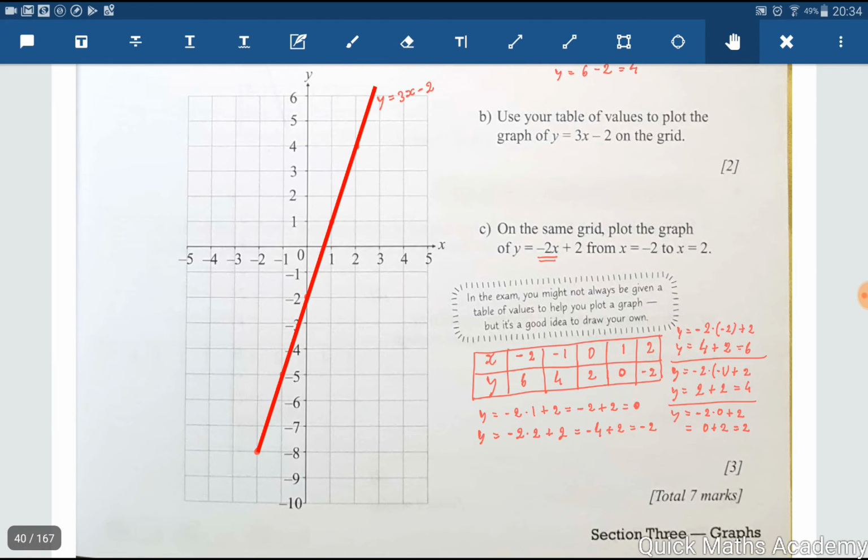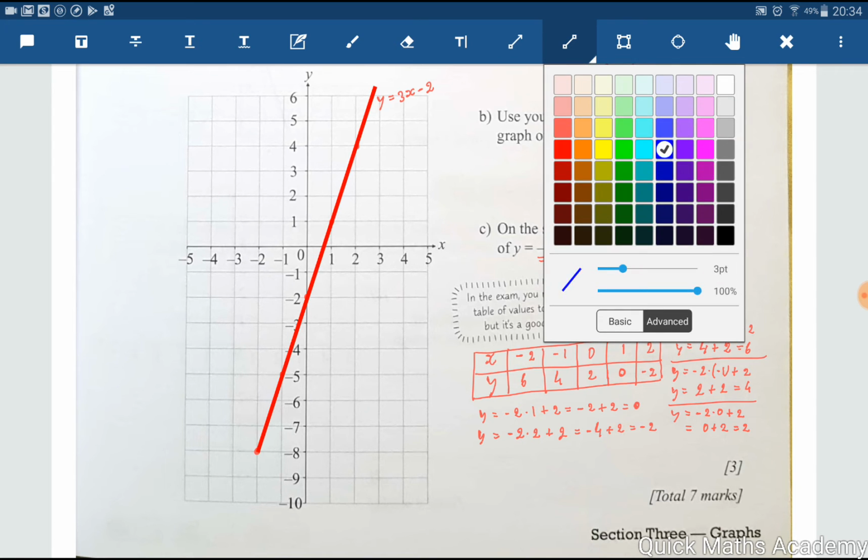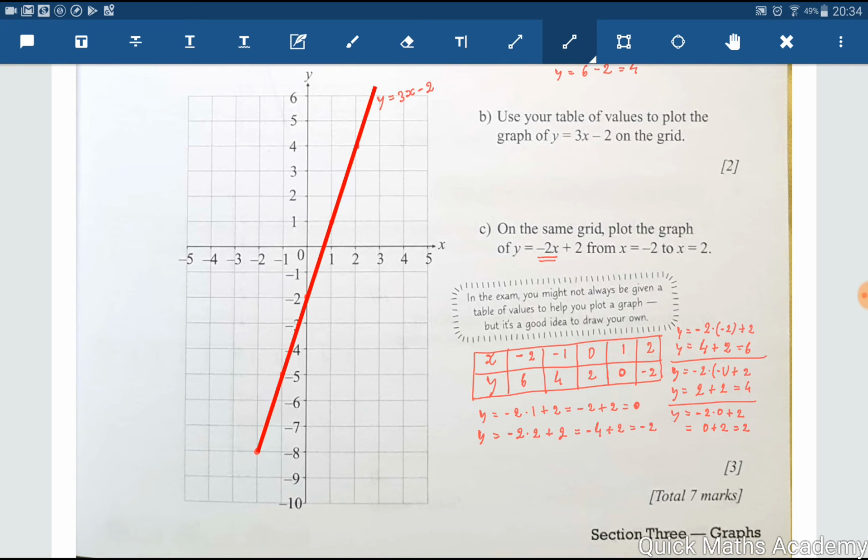I'm going to put a new color on this line. Let's say this blue, for example. So we have minus 2, 6. If x is minus 2, y is 6. It's this point here. Then we have minus 1, 4. Then we have 0, 2. 1, 0. And 2, minus 2.